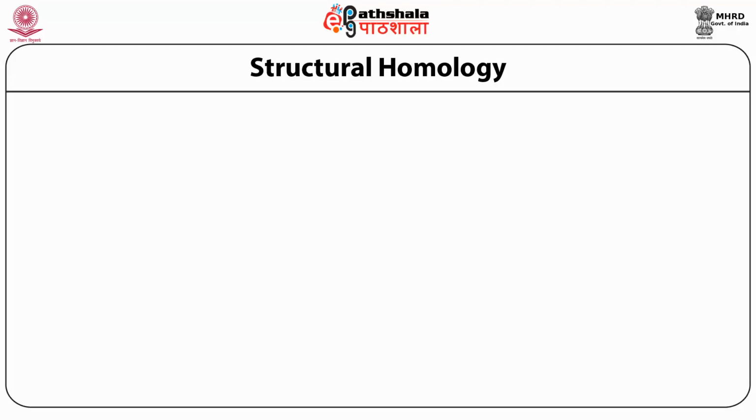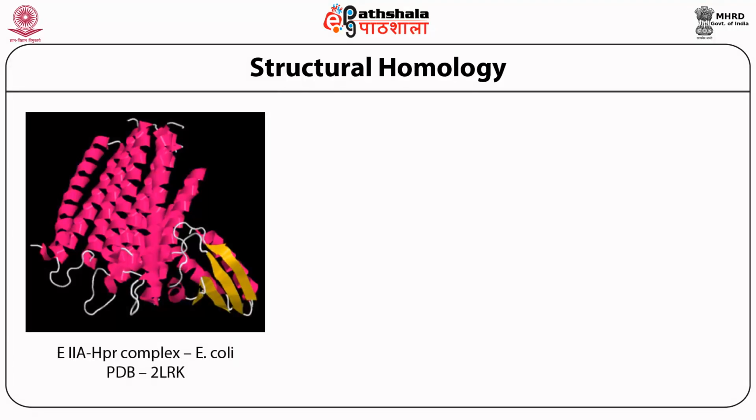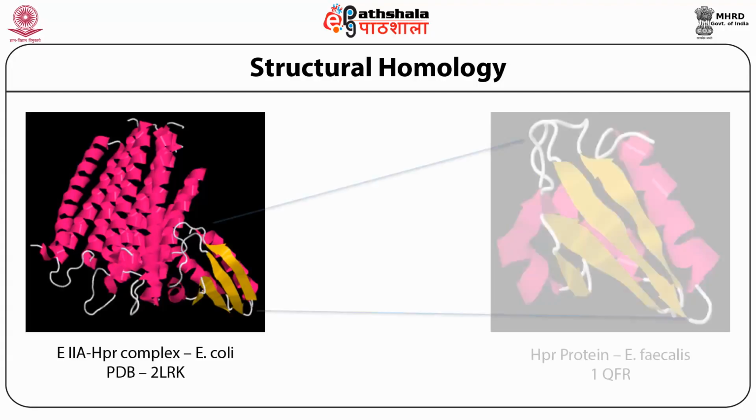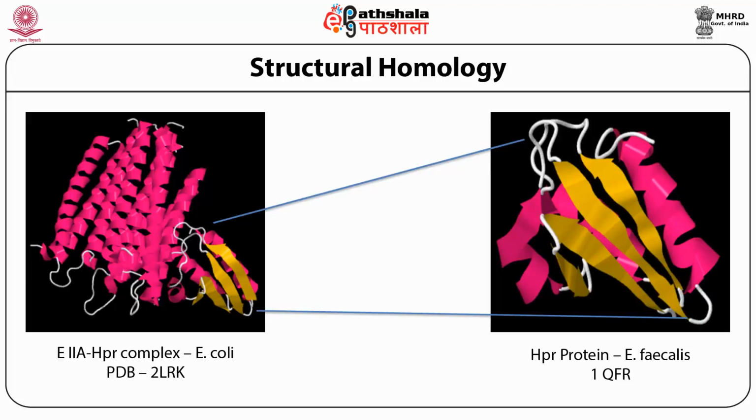Solution structures of the enzyme 2A HPR complex of E. coli phosphotransferase system has been determined experimentally and is shown on the left side. Three-dimensional structure of HPR protein of Enterococcus faecalis has also been determined experimentally and is shown on the right side of this slide. This structure is similar to HPR of E. coli shown in the complex.